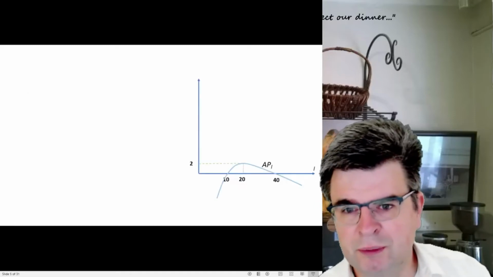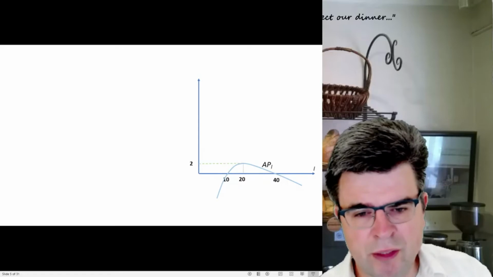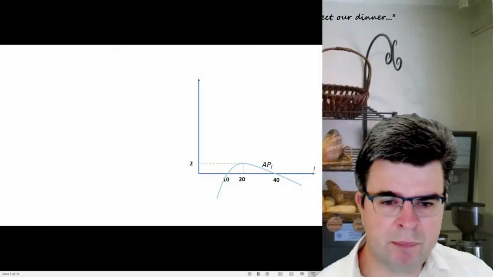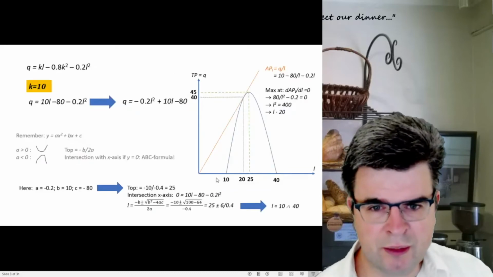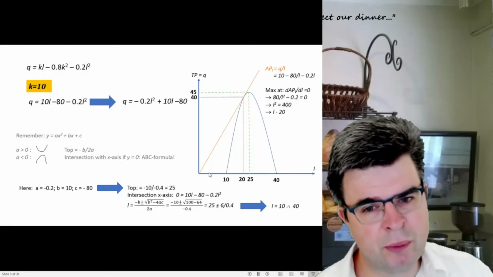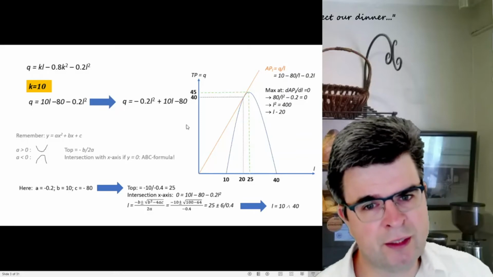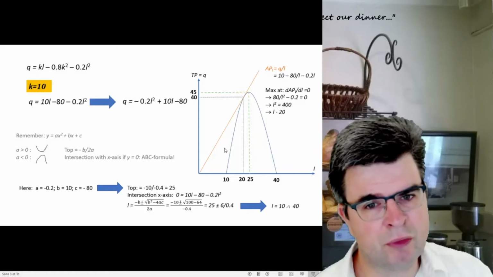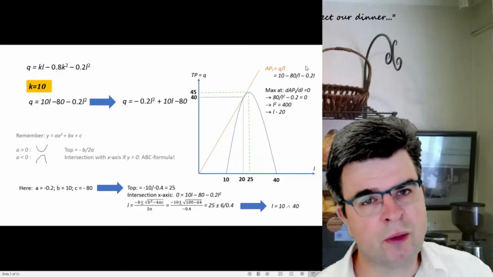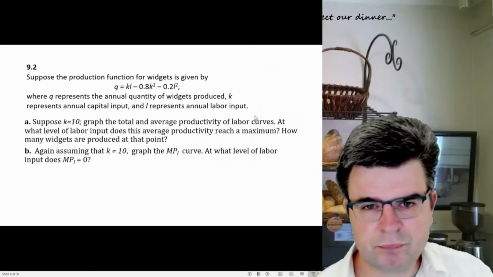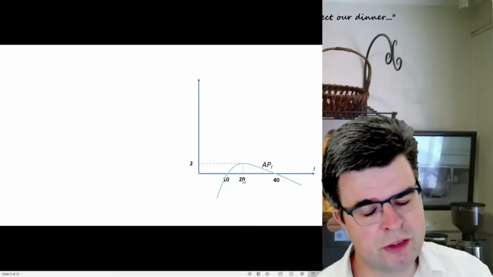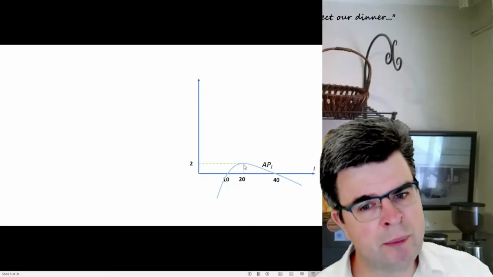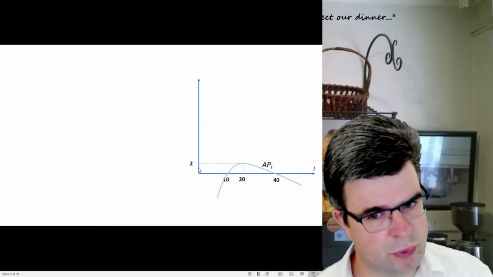Now, easy question. So our average productivity of labor curve can be drawn as follows. For any quantity of labor that you produce, you divide the production at that level by the number of units of labor used. So we draw the curve corresponding to this function here. That's the one depicted over here, and you can see that it reaches a maximum at 20 units of labor, and there the average productivity becomes equal to 2.